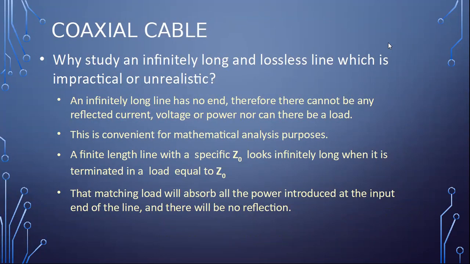So this is there again. I'll repeat: the infinite line has no end. There cannot be any reflectance. It's convenient for mathematical analysis purposes, and the math is pretty heavy with this stuff. A finite length with the specific Z0 looks infinitely long when it is terminated in an equal Z0. The matching load, as I said, absorbs all of the power in that case. Next.